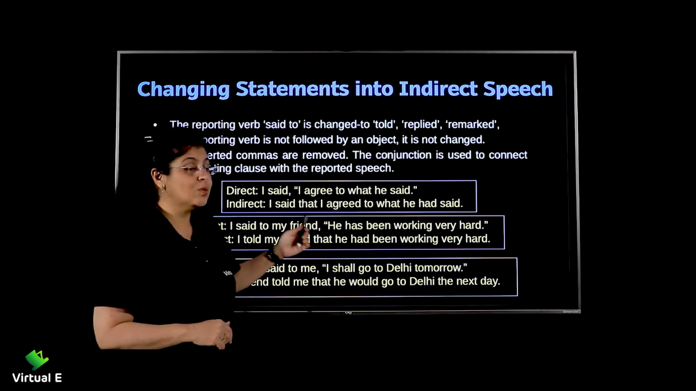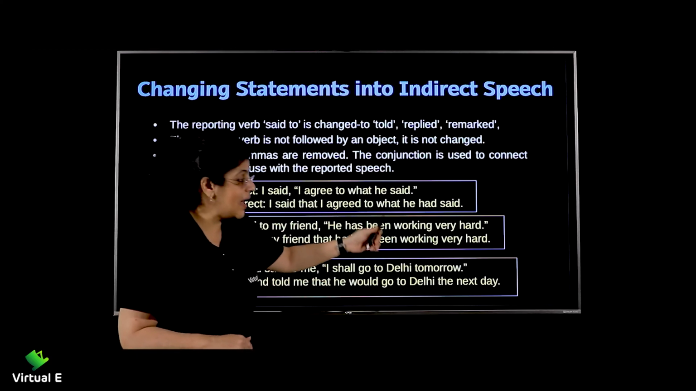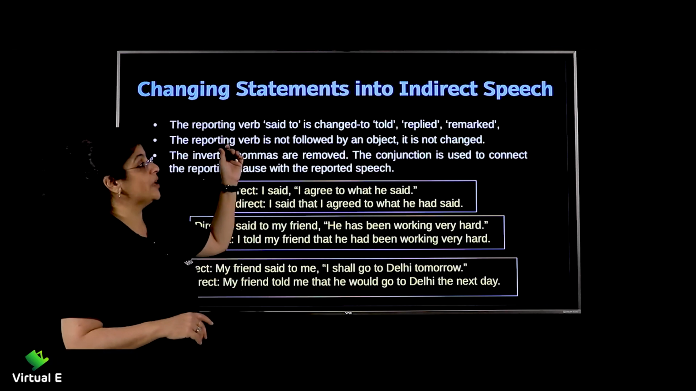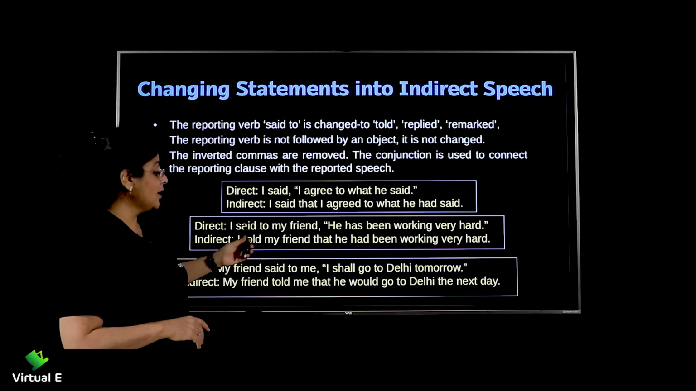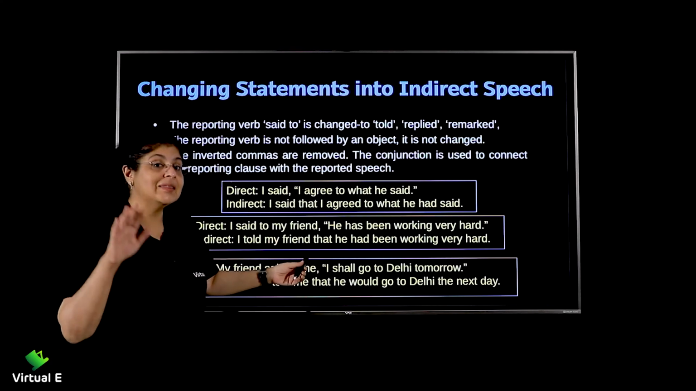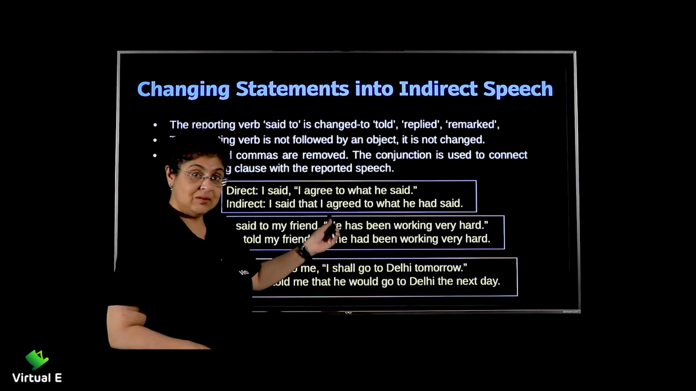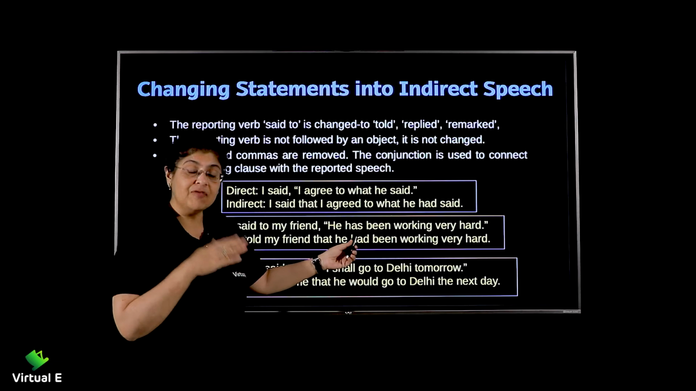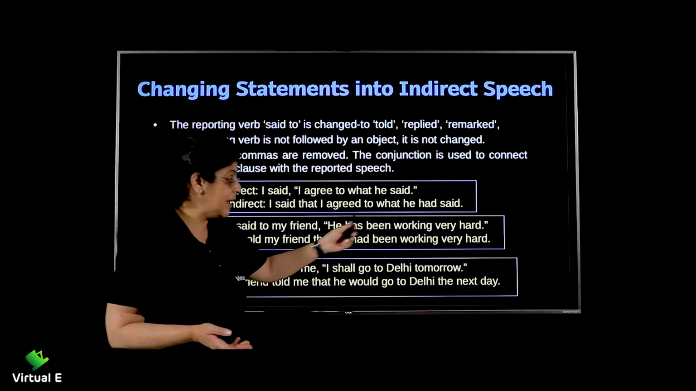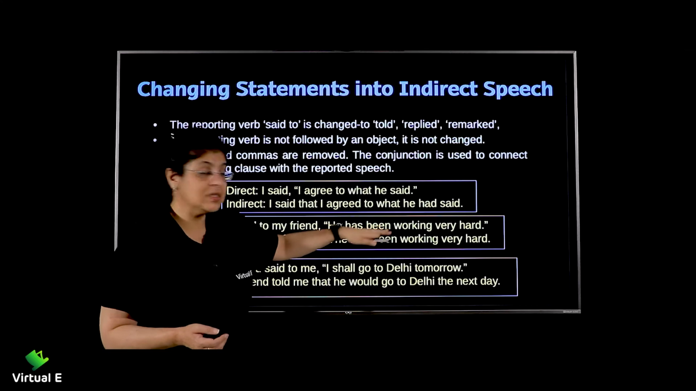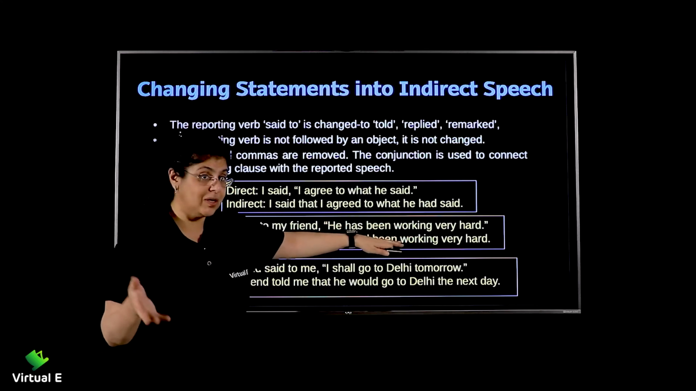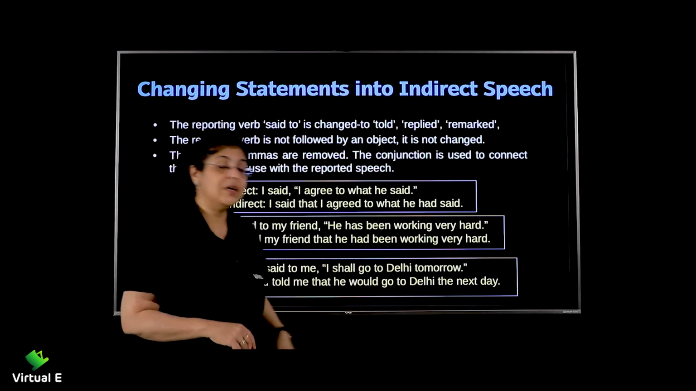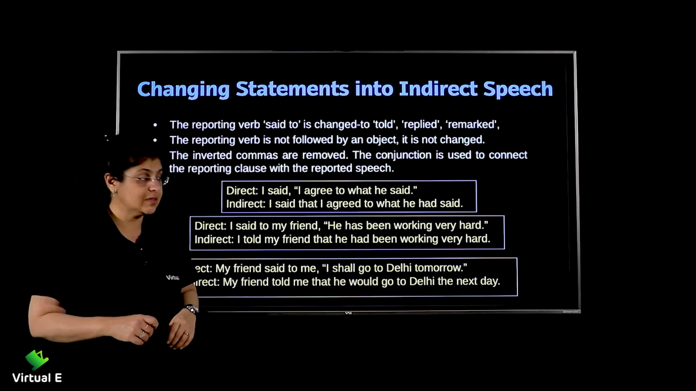I said to my friend, "He has been working very hard." "Said to" becomes "told". I told my friend that he, you're talking about the third person, doesn't change. Present perfect changes to past perfect. So, "has been" will become, now this is present perfect continuous, "has been working", it will become past perfect continuous. Had been working very hard, no inverted commas.